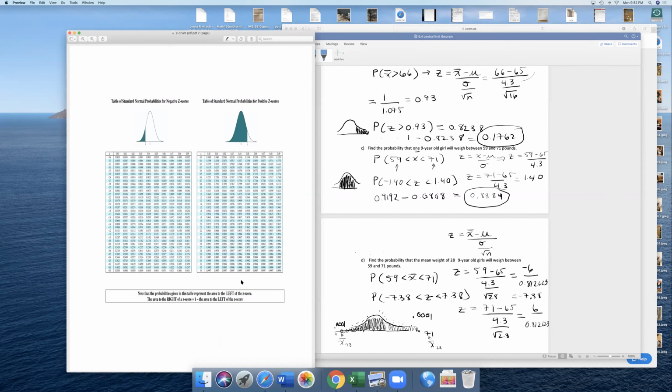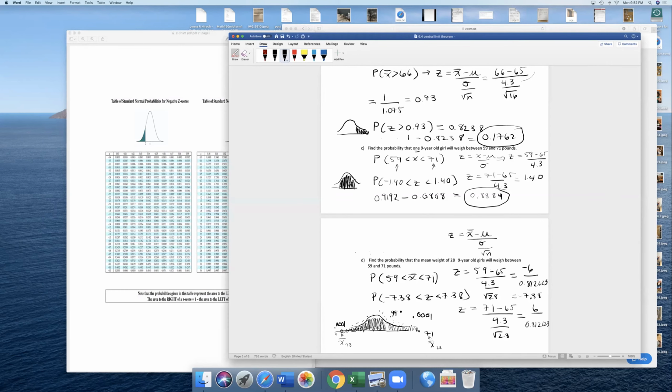Anything that's bigger than 3.45 has a probability of 0.9999 or 99.99% chance of occurring. When we subtract the two, the probability of this event occurring is equal to 0.9998. So most of the time, 99.98% of the time, if we have a sample of 28 9-year-old girls, their weights are going to be between 59 and 71 pounds. Anything else would be way too big.